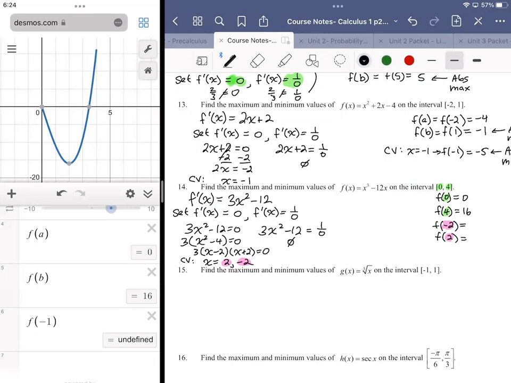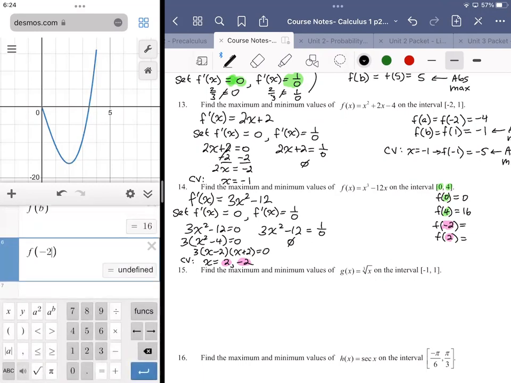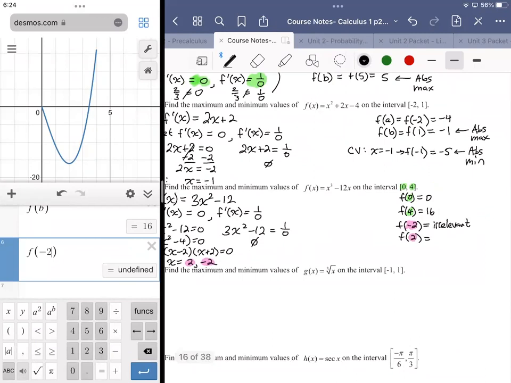So then what we would do is pop these values into Desmos. We got negative 2 gives us undefined, because it's not in the domain, not undefined because it's a bad value. So negative 2 actually, even though it does give us a number, it's irrelevant because it's not a value between 0 and 4.